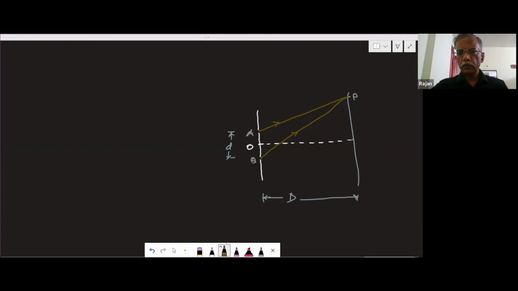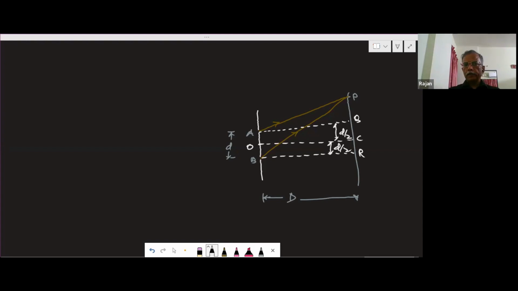Now, from this point, I'll be dropping a perpendicular on the screen. So this will be parallel to, say, OC. They will be parallel, correct? And so they will be equal on either side. And this is your d by 2, and this is also your d by 2. This distance is your d. Now call this QR.